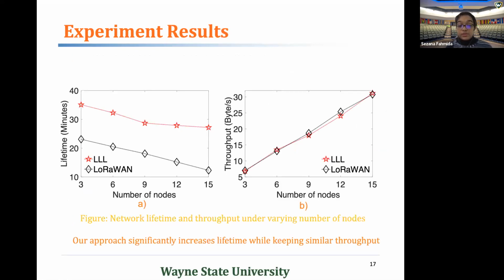This figure shows the experiment results for network lifetime and throughput, where figure A shows the lifetime in minutes and figure B shows the throughput in bytes per second. We see a similar trend as in simulation, where we observe that the lifetime has significantly increased compared to LoRa 1, while the throughput is also similar to LoRa 1.